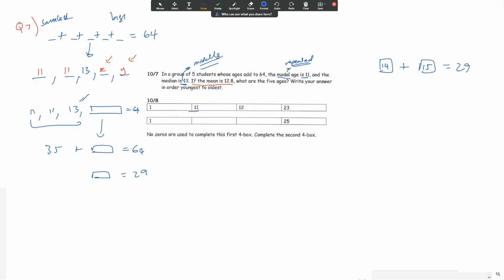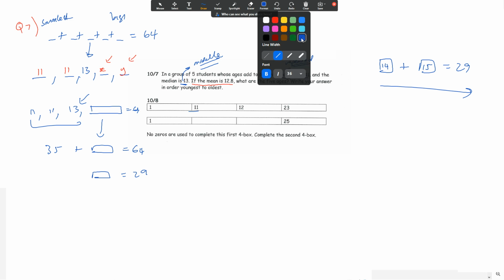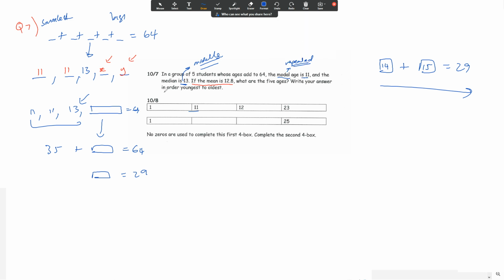And it has to be greater than 13. And it can't be 13. So the answer looks good. Definitely, that was the sequence that we had. So all good there. The answer we're looking for: write your answer in order from youngest to oldest. So that's going to be 11, 11, 13, 14, 15.